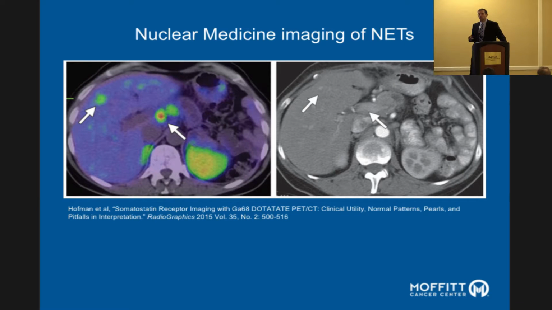You went from not even knowing where the primary tumor was to knowing exactly where the primary tumor is, how many primary tumors there are, and where the sites of metastatic disease are. And that's how you can come up with an accurate treatment plan that's going to positively impact the outcome of that patient. Here's another case.